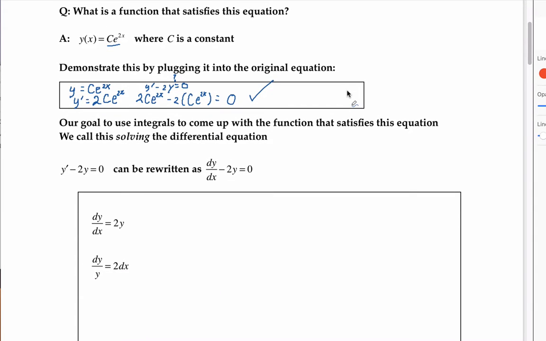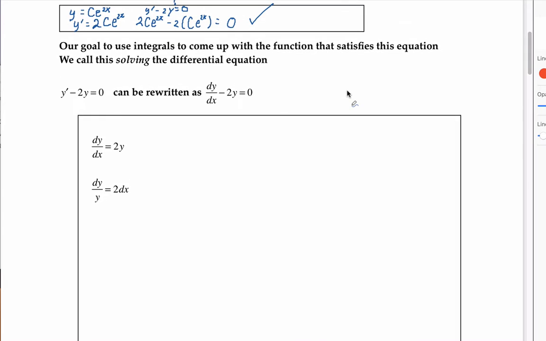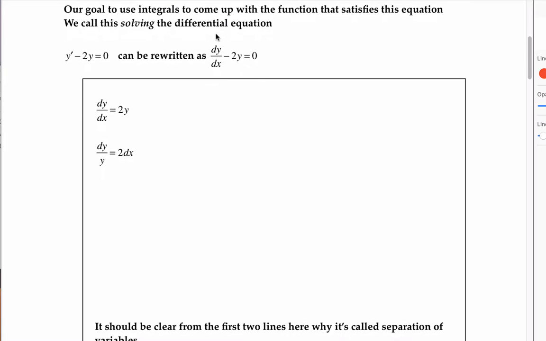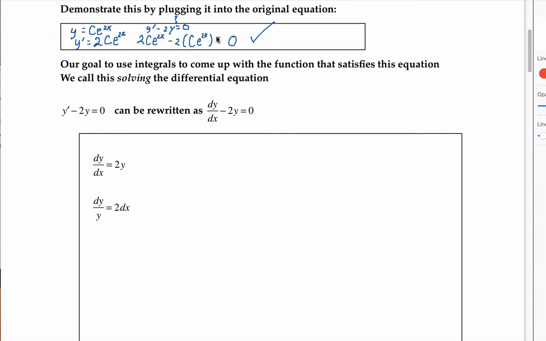So here's our goal. Our goal in solving this equation is to use integrals to come up with a function that actually satisfies this equation. And that process is called solving the differential equation. So we're not solving like you do in algebra where you get a number. We're solving like you do in calculus and actually getting a full function that obeys this equation here. And that's going to be useful in AP Physics. So this is pure math class today.